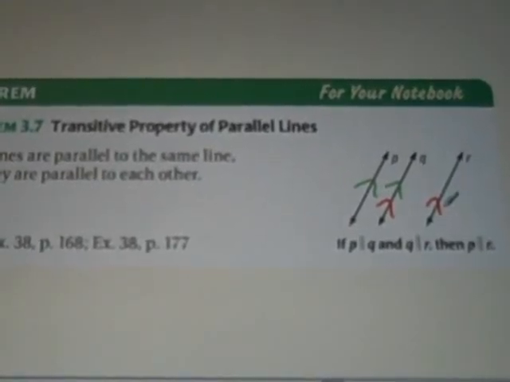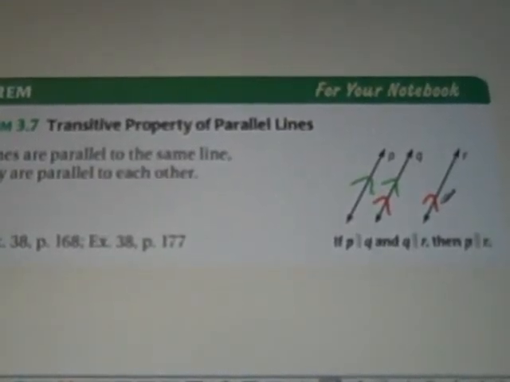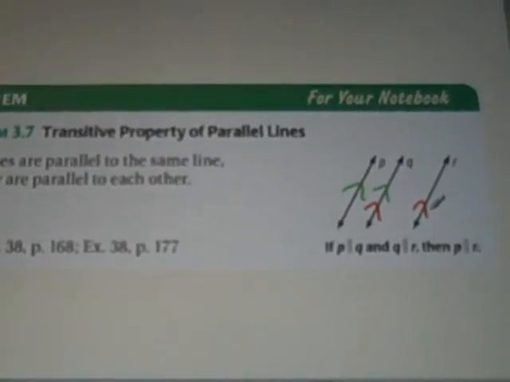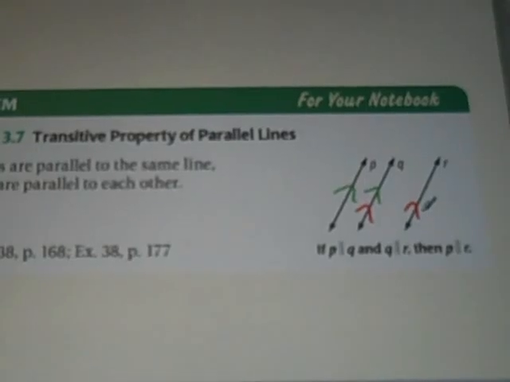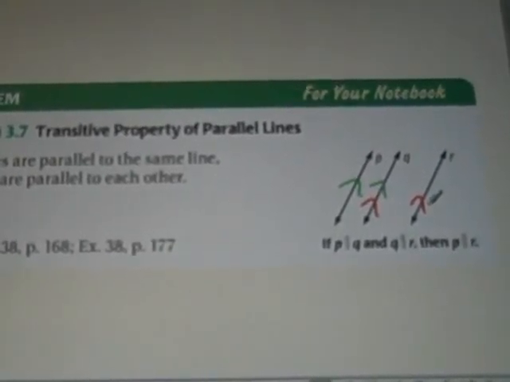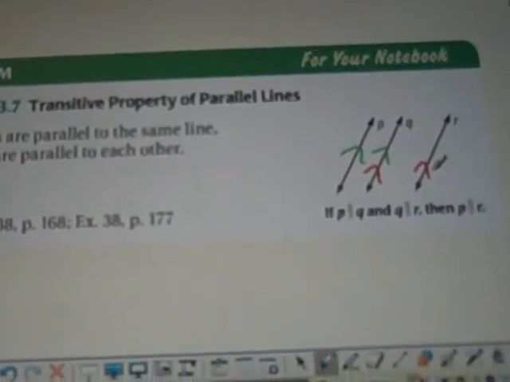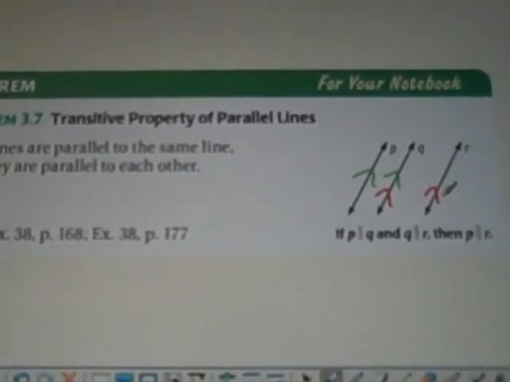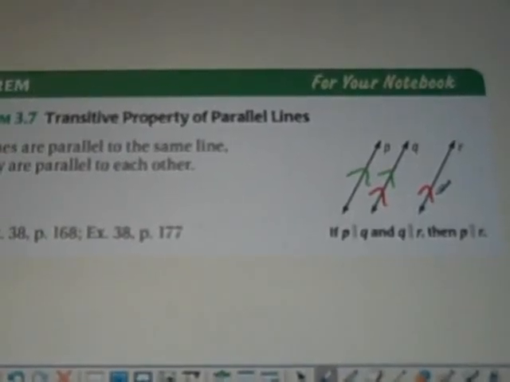Think about this. If you've ever ridden the CTA, or the Chicago Transit Authority downtown, you've got the three track lines. Okay, the two lines are parallel, which the trains run on, and then you've got the third line, which is for the power, which is also parallel. Now, they're not all the same track, but they're all parallel to each other. You can have more than two lines parallel to each other. Okay, and that's what the transitive property of parallel lines states.